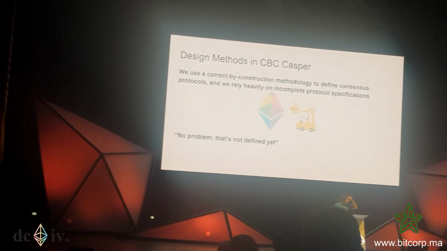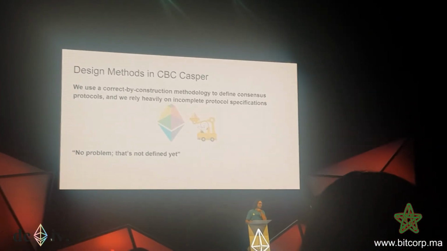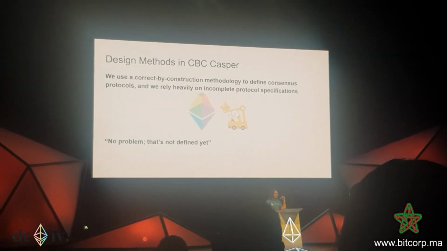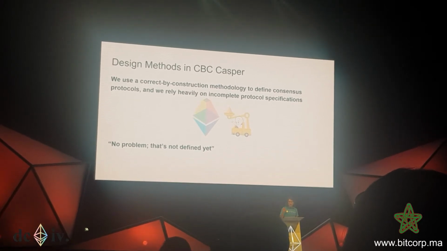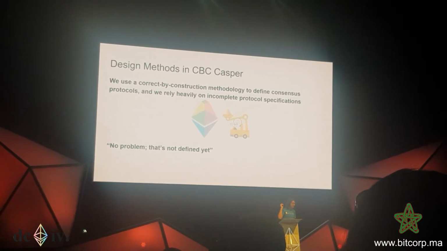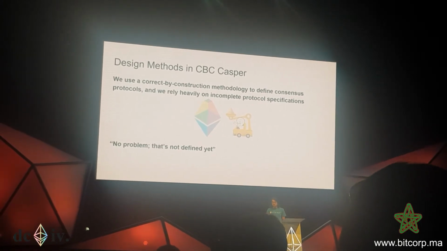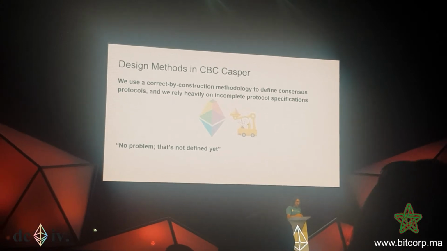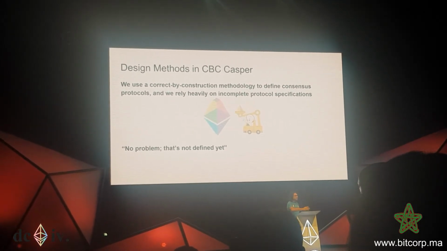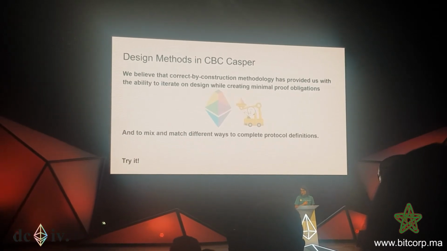Sorry, I'm looking at the wrong slide here, so I got ahead of myself. That was the next slide. So we basically really rely on these partial specifications, and the fact that it's not defined yet is actually a huge asset for us. The fact that we leave things undefined until the latest possible moment means that we have as much flexibility as possible to iterate without disrupting our previous proofs.